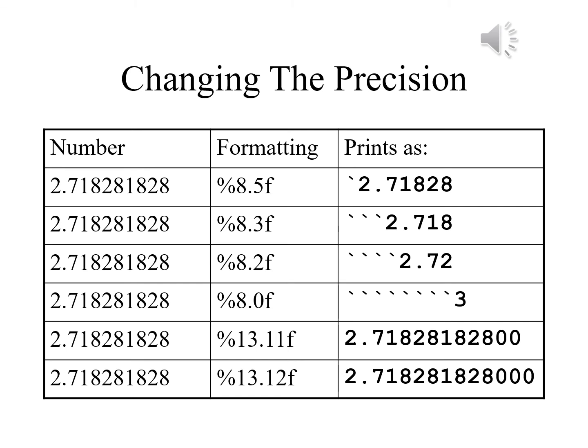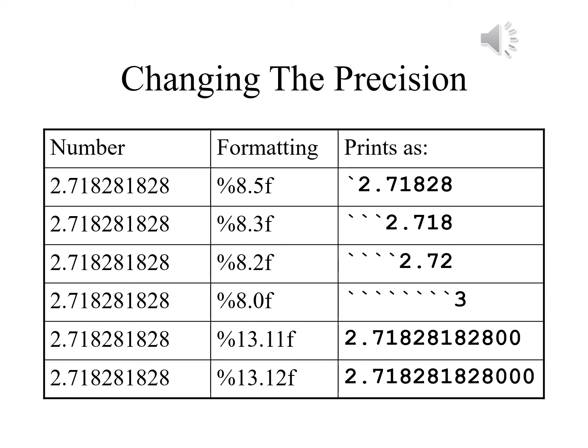Now, in the case of %8.5f, I have to have exactly 5 places to the right of the decimal point, and we will round off. Rounding off to 5 places means that I'll have 2.71828. Now, I need a 6th place for the period, for the decimal point, a 7th place for 2, and that means 1 blank space.